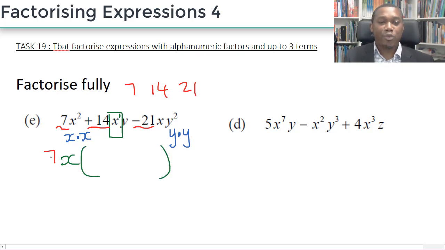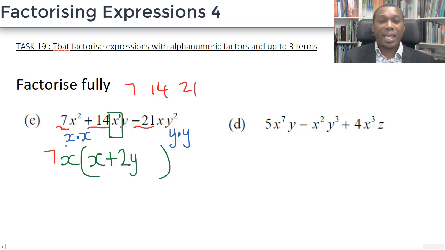And now I have to recreate each of the terms by multiplication. 7x squared was 7xx. I have 7x, so I need another x. That's my 7x squared. 7x times x is 7x squared. What do I multiply 7 by to get the positive 14? That is positive 2. And then I need xy. I have x. Is there any y? No, so I need to put the y in the bracket.